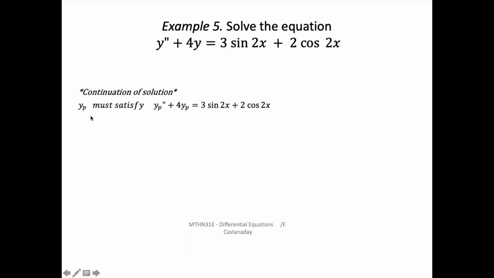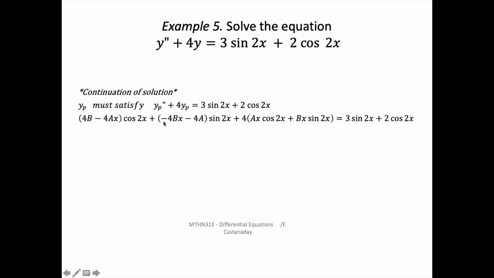Now take note that y sub b must satisfy y double prime sub b plus 4y sub b equal to 3 sine 2x plus 2 cosine 2x. Okay, now we plug it in here. So the value of y double prime sub b is this term here, and then 4 times y sub b, which is this expression. Now we combine like terms. So you have 4b cosine 2x and minus 4ax cosine 2x. So you can see you have here 4ax cosine 2x. You can cancel this one because it's minus and plus.